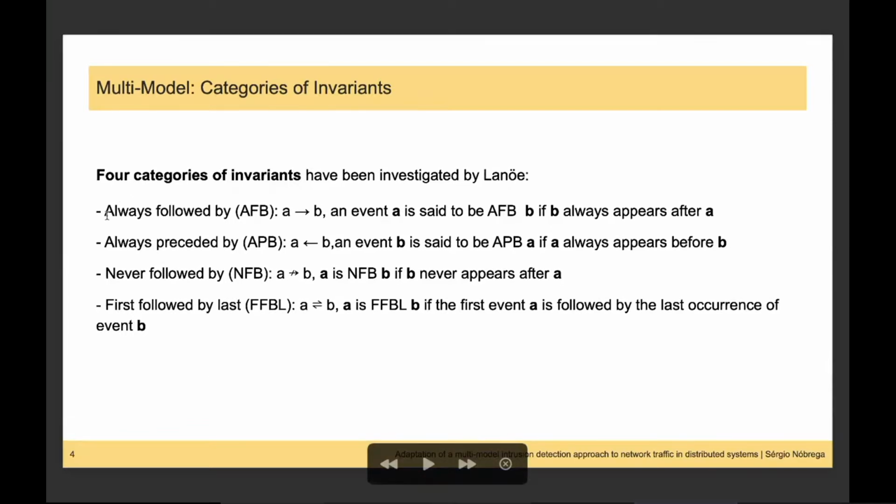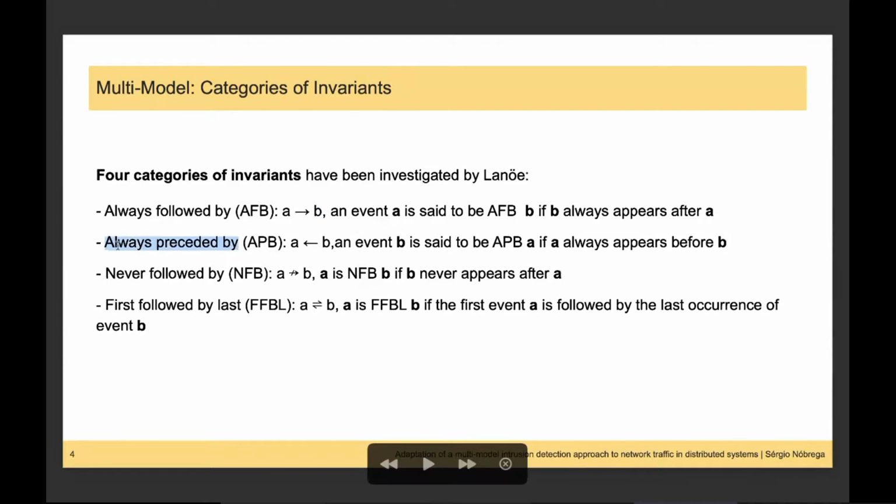The first one is always followed by, and you say that A is always followed by B if B always appears after A. So it basically says that the event A is always followed by the event B. So anytime that event A occurs, then B also occurs. It doesn't need to mean that it occurs right after and it's the next event, but it eventually occurs within the system.